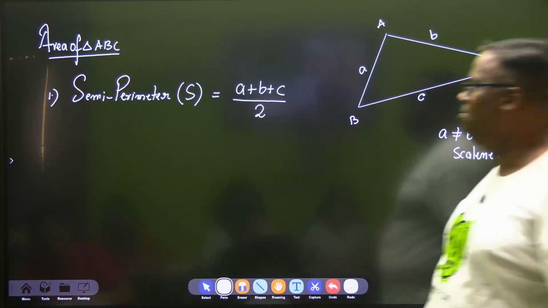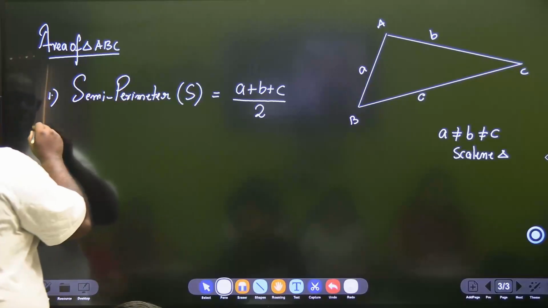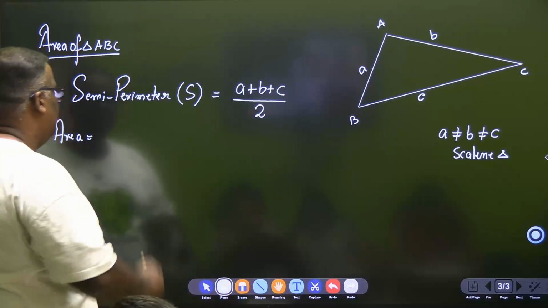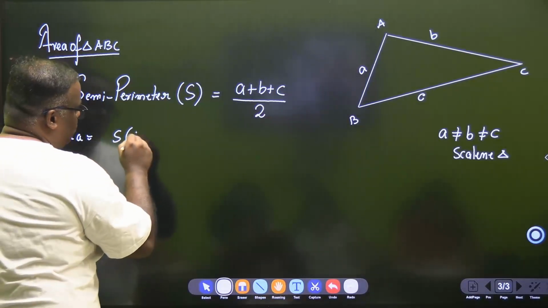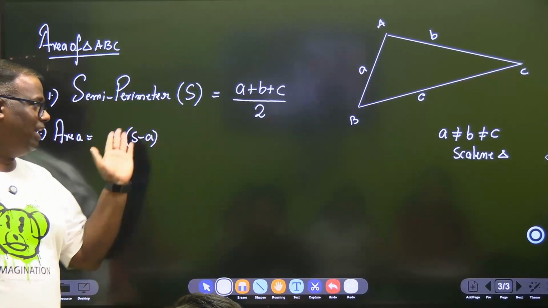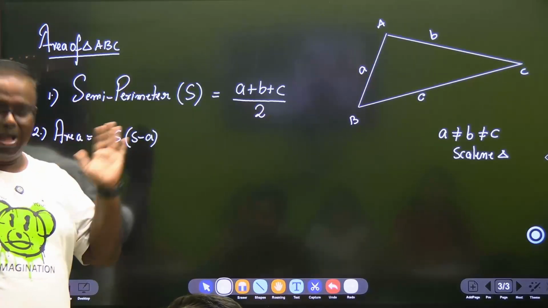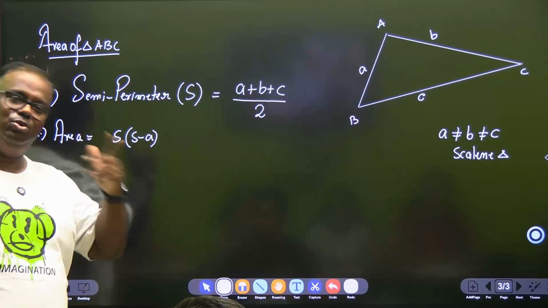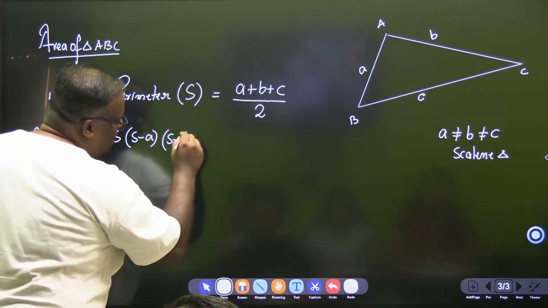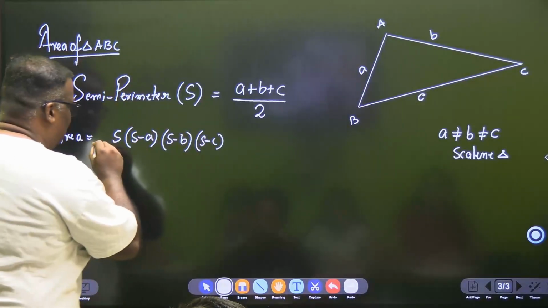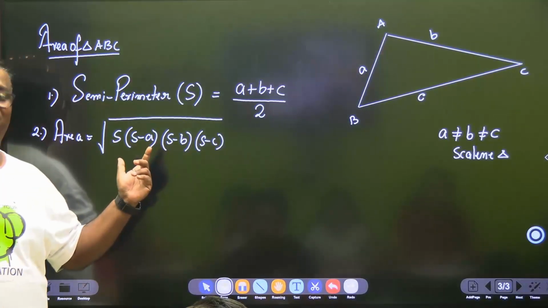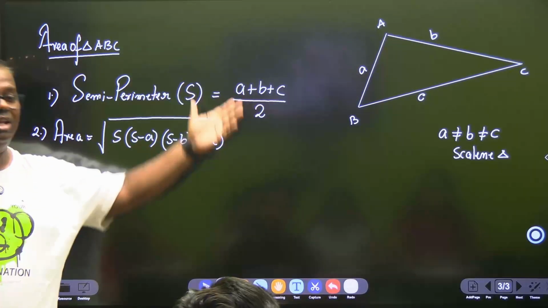Okay, so A plus B plus C by 2. Now be very careful. You have to memorize this. After this, we say the area is equal to S into S minus A. Look at me. You don't know this. Why are you writing? If I write here Rama defeated Ravana, you will write that also. S into S minus A, S minus B, S minus C, and the whole thing will be under a root. That's why I say this chapter is all about calculating roots. Have you understood? This will give you the area of this triangle.